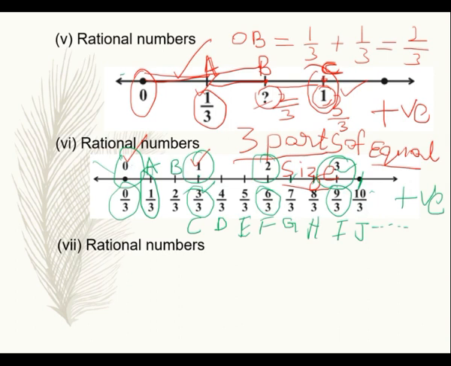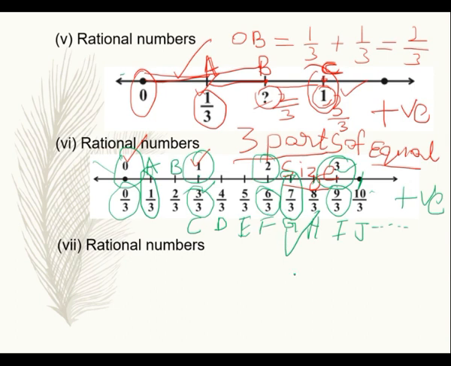So I can divide the number line into any number of parts that I want when I want to represent a certain rational number. If I want to represent 7 by 3, I will take a number line, divide the whole number line further into 3 parts, where 7 by 3 is letter G, and I will show that it is 7 by 3. So that's how we represent a rational number on a number line.